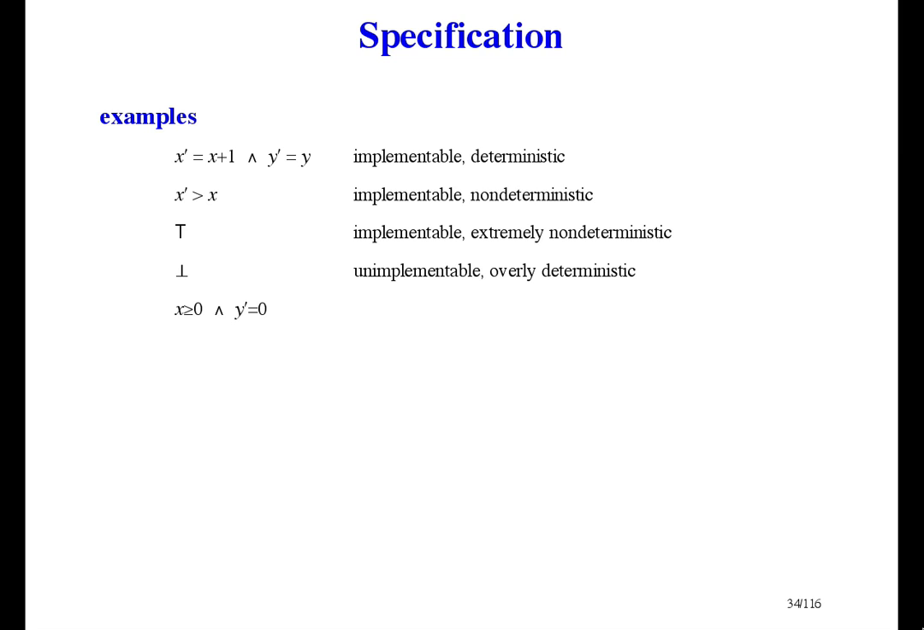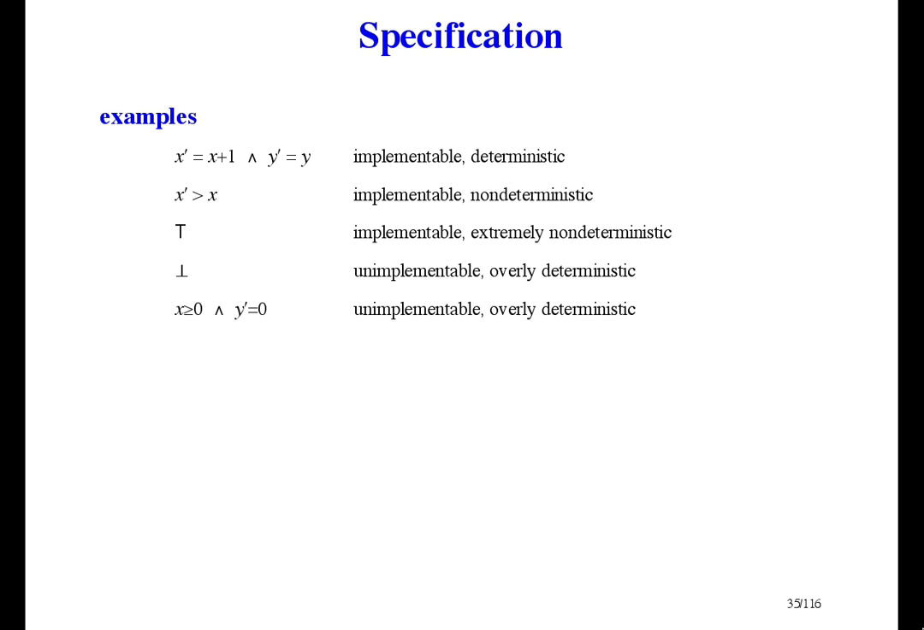Here's a specification that says that initially x is non-negative, and finally y is 0. If we supply, say, 3 as input for x, the computer has to set y to 0, and the specification is satisfied. If we supply minus 3 as input for x, then the specification is false no matter what the final values of x and y are. There's no way for the computer to satisfy the specification, so it's unimplementable.